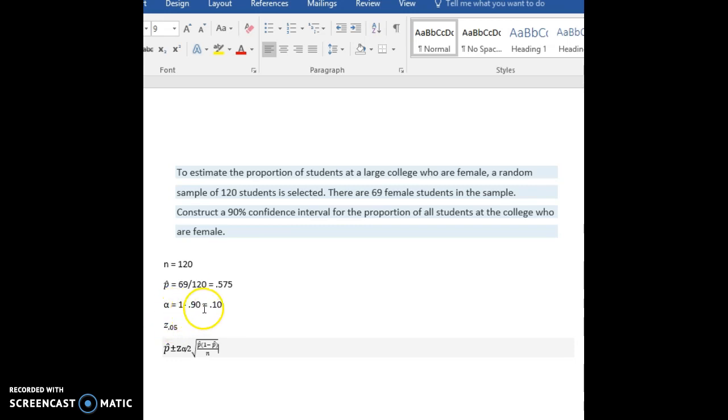Alpha is 1 minus 0.9, 1 minus the confidence level, and that's 0.10. And then recall, to find alpha over 2, we always divide this by 2. So we're looking for z of 0.05. So let's go to our standard normal table and find the closest thing we can to an area of 0.05 in the table.